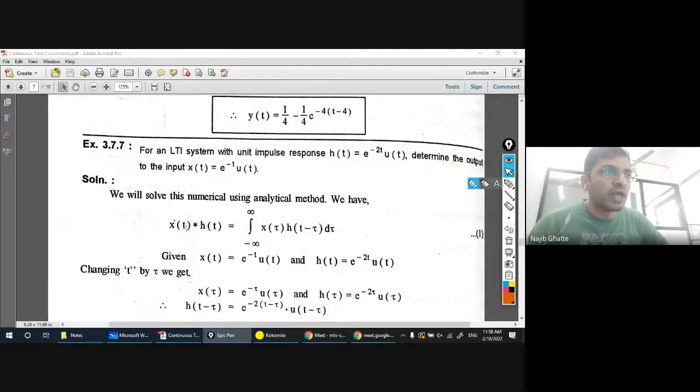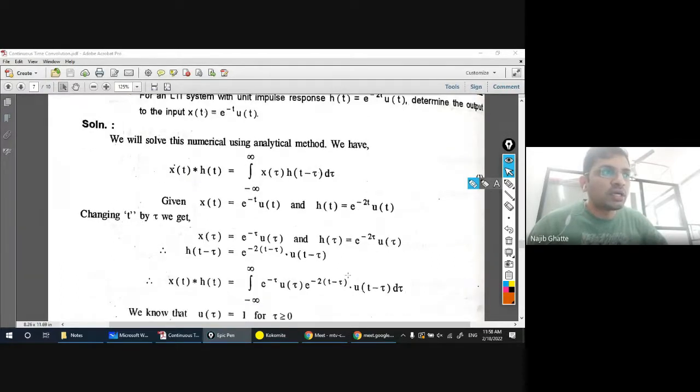Okay, so here I have written x of t as e raised to minus t u of t, and h of t I have written as e raised to minus 2t u of t. Now changing t by tau. Why do we need to change t by tau? Because our expression is in the form of tau. So this becomes x of tau, e raised to minus tau u of tau, and h of tau, e raised to minus 2 tau u of tau. Okay, but what exactly is h of t minus tau? So what I will be writing over here is e raised to minus 2, and instead of tau I'll be writing t minus tau, u of t minus tau.